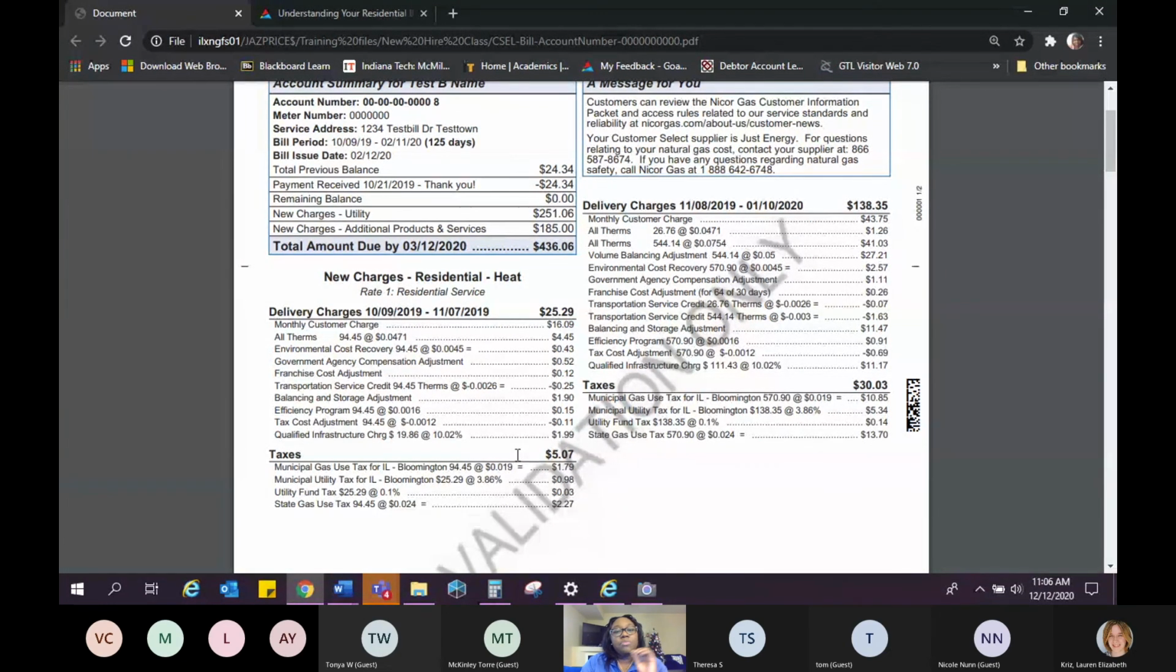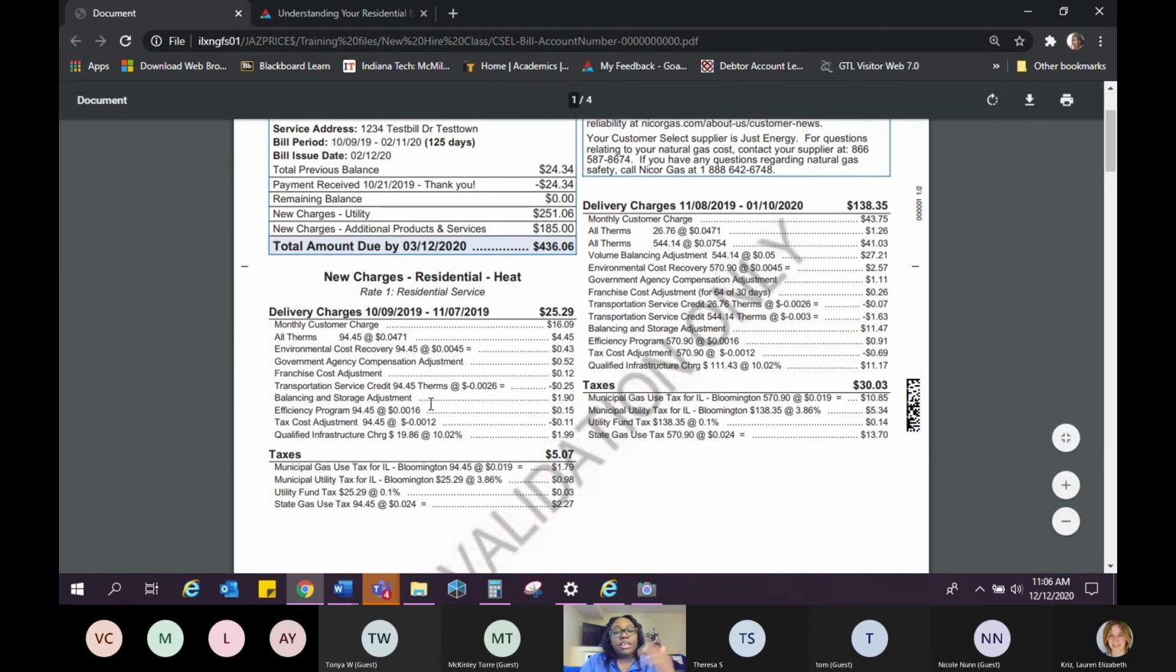Now, because it was for multiple months for this customer, when we go to the next section for their delivery charges, you may see delivery charges in multiple sections. So for here, this delivery charge was from October to November. This delivery charge over here was from November to January. So it does break it down as far as month to month.